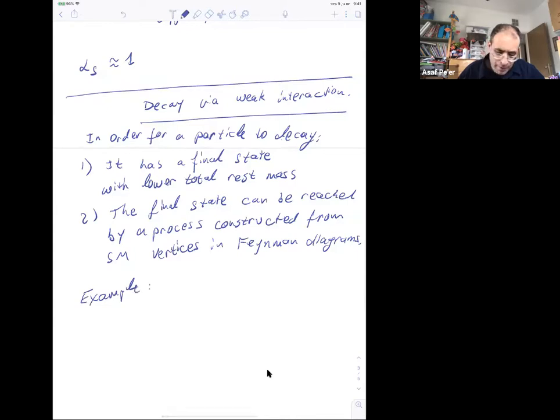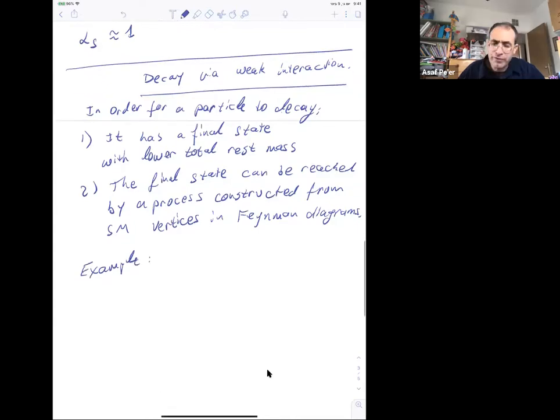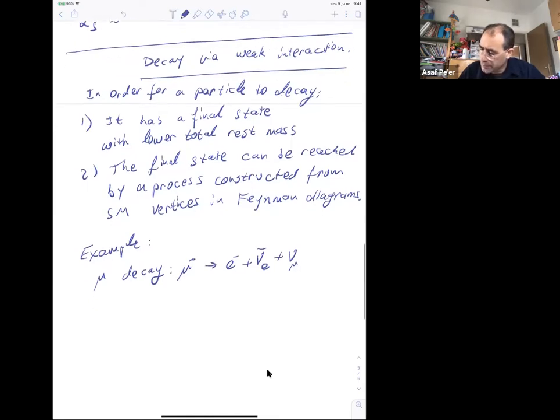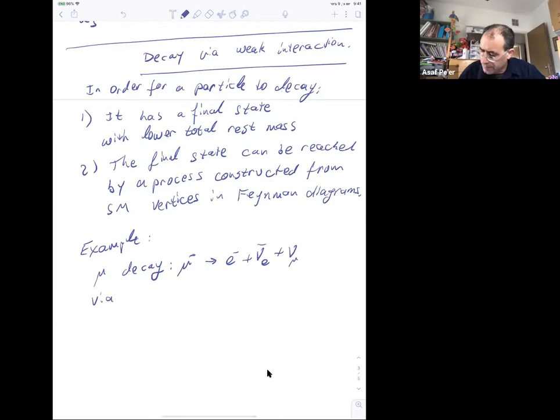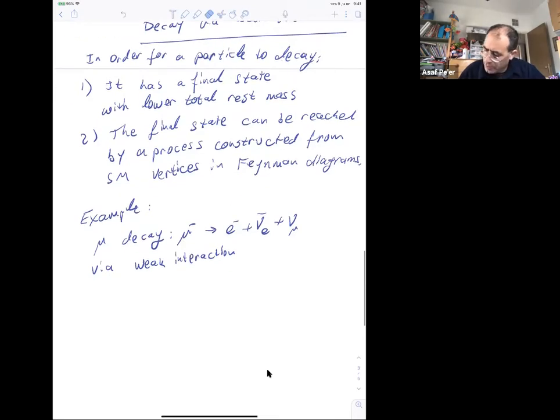So let us look at an example, the decay of a muon. We have a muon, the charged particle, and it can decay into an electron, an anti-electron neutrino, and a muon neutrino. This is done by the weak interaction. Since the muon is heavier than all the rest, it's okay. So it will decay.